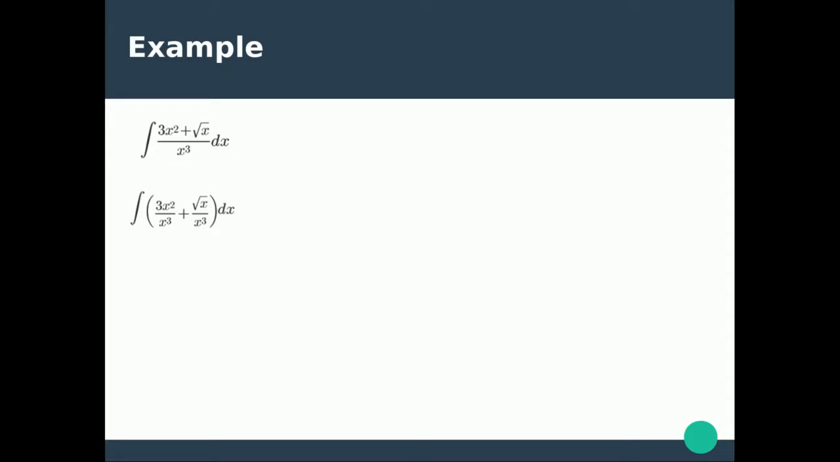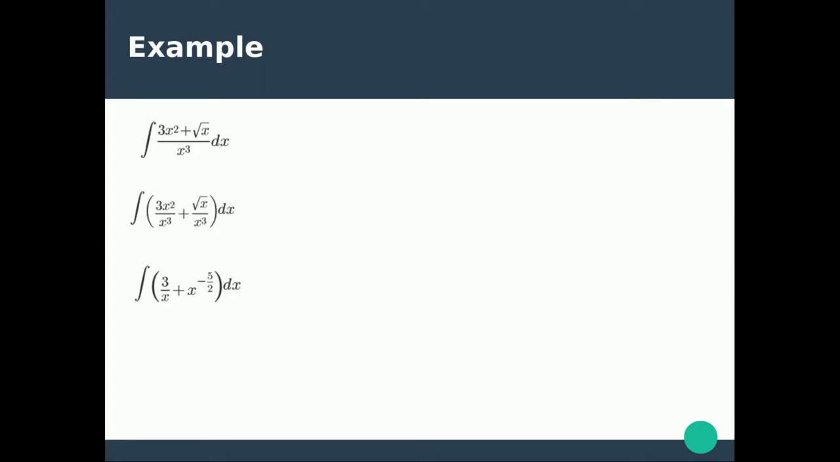Now let's remember that root x is the same as x to the half, so that we can simplify this to be 3 over x, and I've left it over x because this is going to be a log answer, and plus x to the minus 5 over 2. So remember, if we differentiate x we get 1, well we've got 3 times that, so that one's going to be 3 log x. And then we've got the x to the minus 5 over 2.